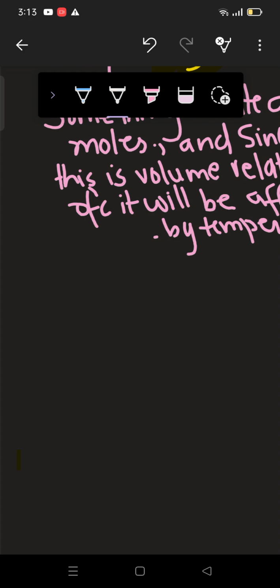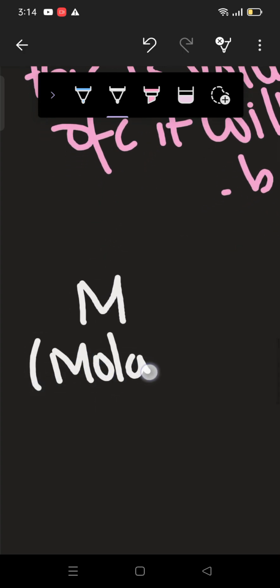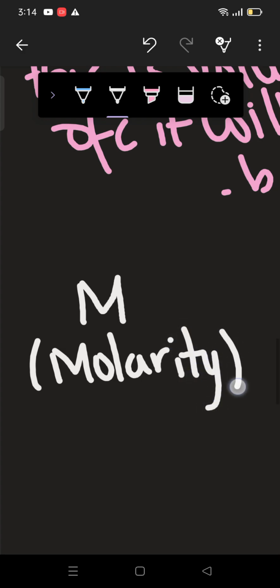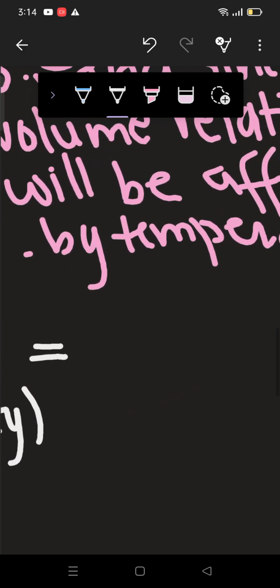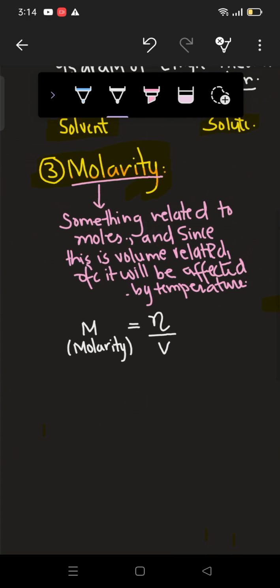Molarity is always represented by capital M, of course, right? So capital M, which means molarity, is equal to, as I told, something related to moles, as the name suggests itself. So number of moles, which is denoted by n, of course, upon volume. Number of moles of solute per unit volume.